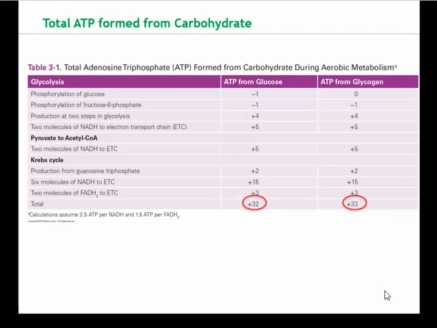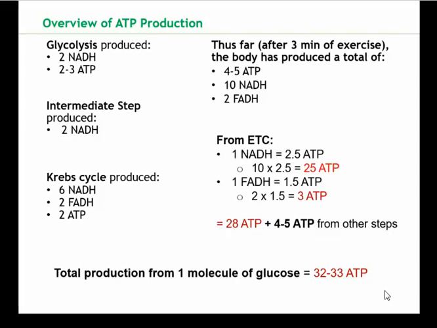So also one more thing I want you to know is this is from one molecule of glucose. Think about how many glucose molecules we consume in a given day, like billions to trillions of glucose molecules that we consume. So think about it in that concept. This is just from one glucose molecule.